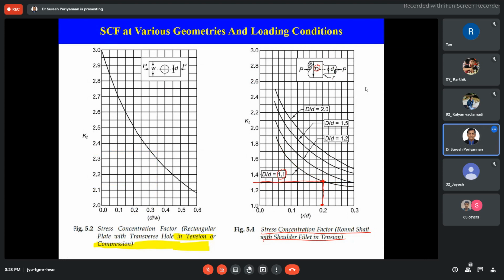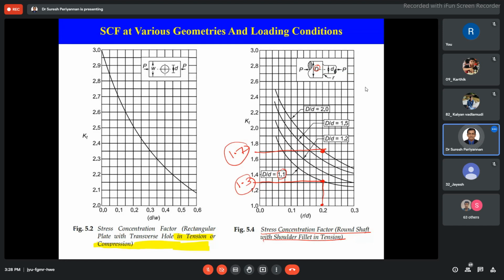1.3. Suppose my r by D ratio is 0.2, but my component's diameter changes, so the geometry is different in that sense. The dimensions capital D and small d will have different values, so the ratio is different. For example, 2, then my stress concentration factor is 1.7. Okay, so this is very important. Based on that, we are going to discuss many problems later.